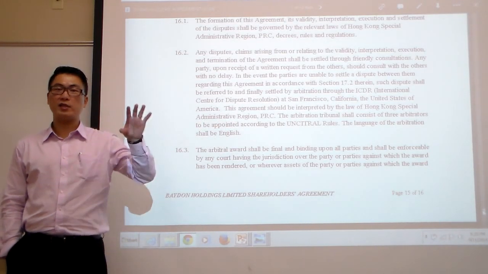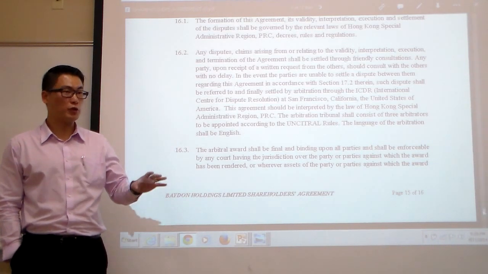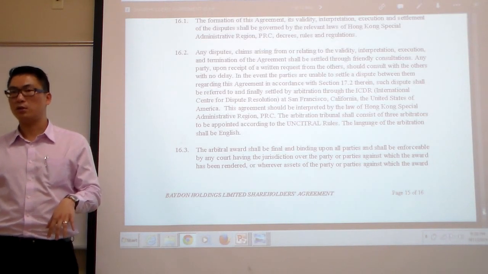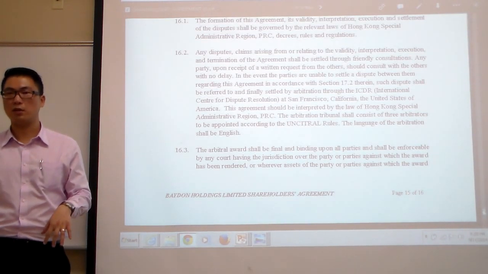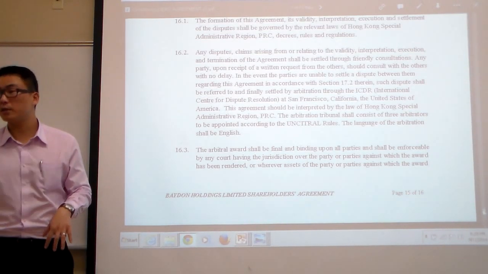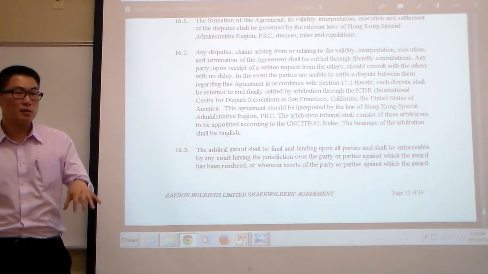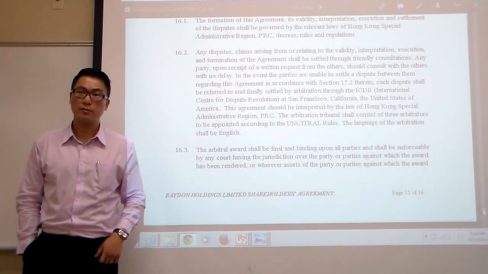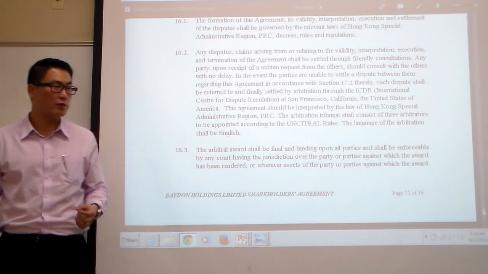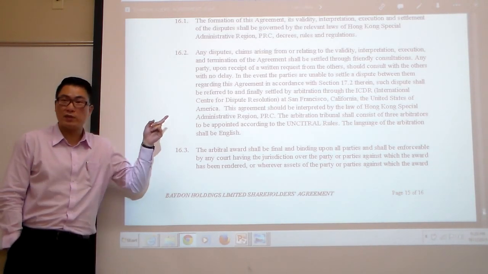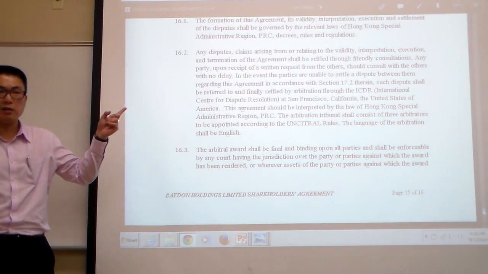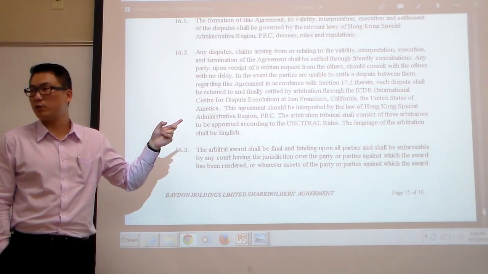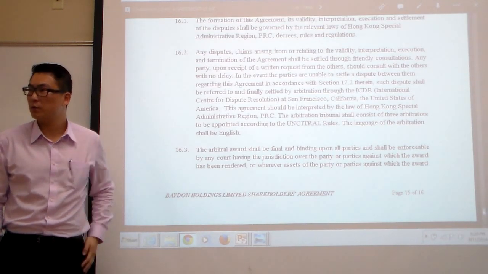If there's a dispute, they don't go to arbitration in Hong Kong. They come to arbitration here in California. What do you think about California? It's better for the client because this is his home. He was born and raised in the United States. It's more comfortable for him to be here. But why San Francisco? Why not LA? Why not Seattle? Why not New York, Washington, D.C.?